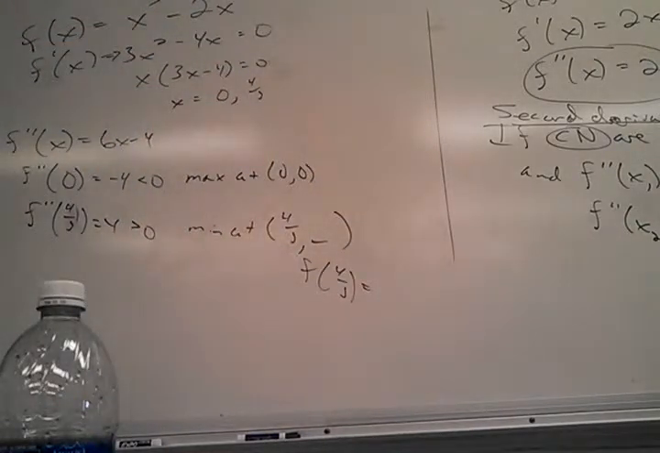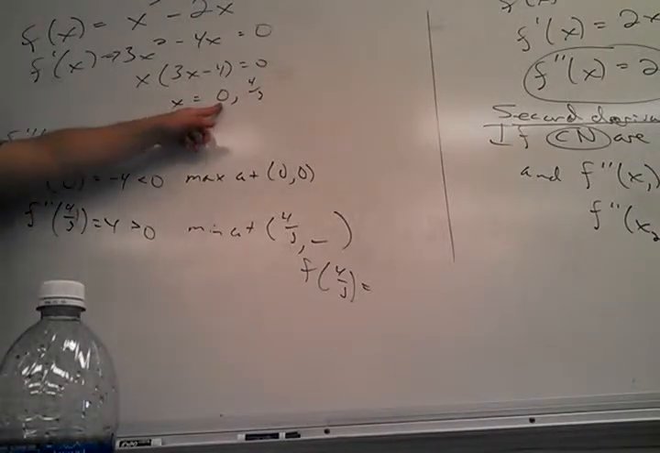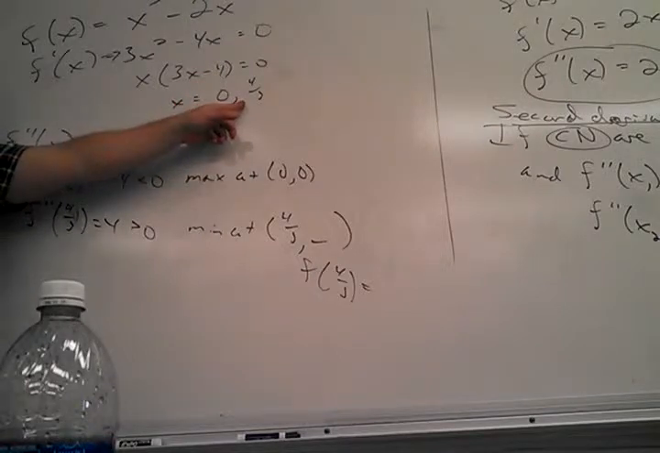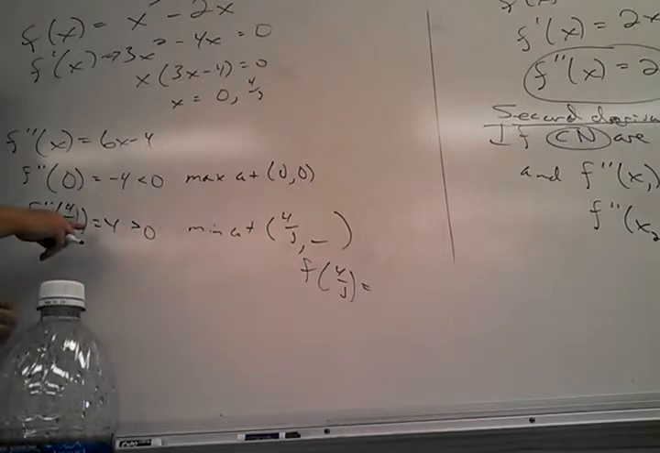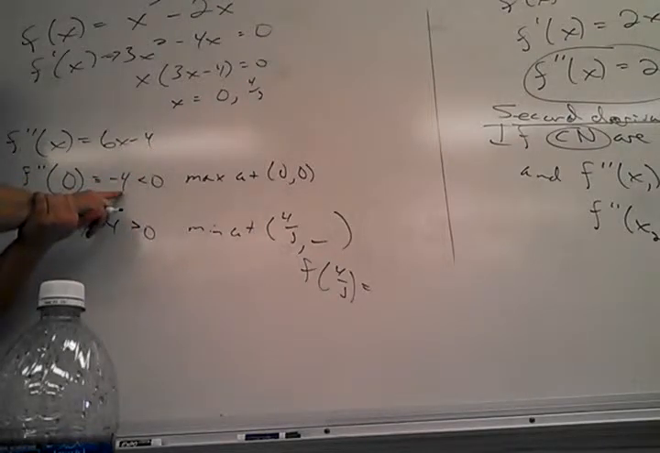Okay. Cool. So why did you plug in the 0 for the f double prime? Because that was one of my critical numbers. These are possible turning points. If they were not a turning point, what do you think would happen here? Nothing. What do you think this value would be?